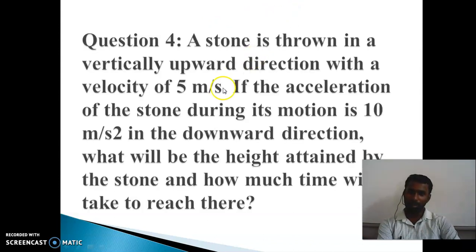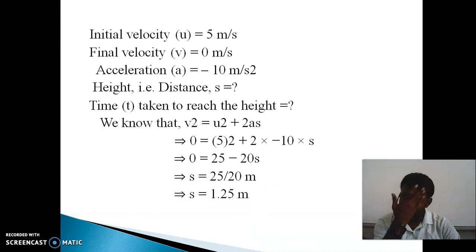Look at the problem. The acceleration of the stone during its motion is 10 meters per second square in the downward direction. While you are throwing, the acceleration should be negative, since the downward direction is considered positive. But here we are taking the first case, while throwing, so the stone will be decelerating, and that time we take the minus value. So I have taken minus value here.